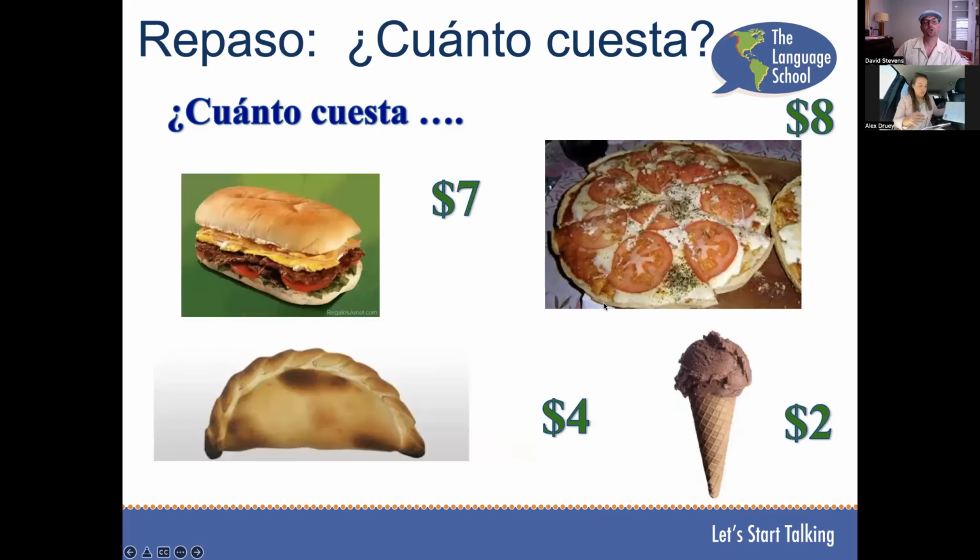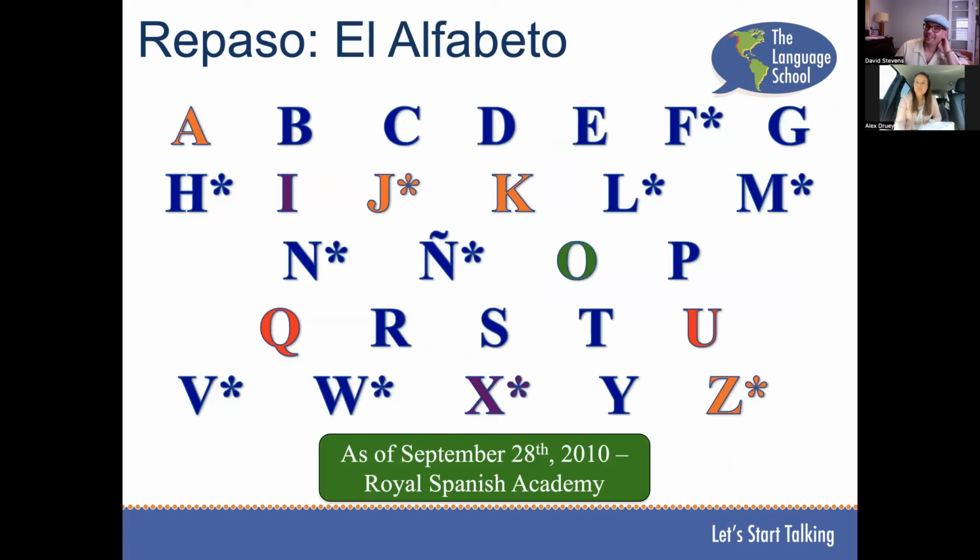Ahí está. ¿Cuánto cuesta un sándwich? Un sándwich cuesta $7. ¿Cuánto cuesta una pizza? Una pizza cuesta $8. ¿Cuánto cuesta una empanada? Una empanada cuesta $4. ¿Cuánto cuesta un helado? Cuesta $2. Muy bien.